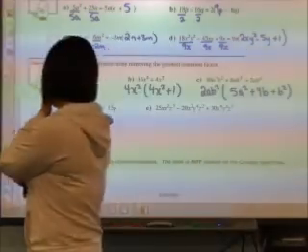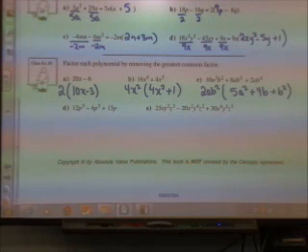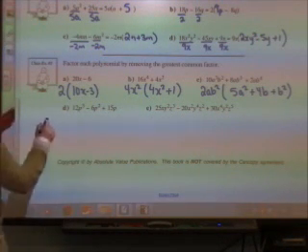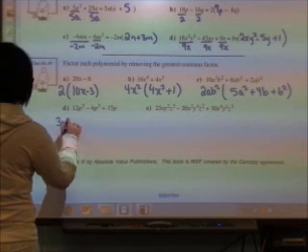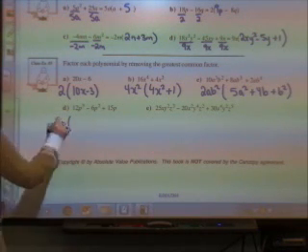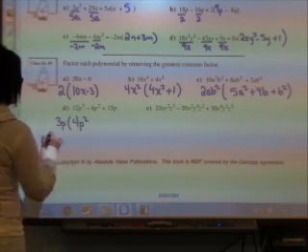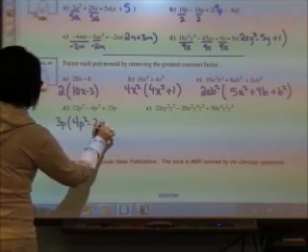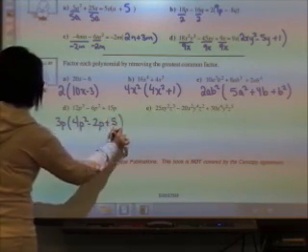Okay, what's my greatest common factor for D? 3p. So what would that leave me with? 4p squared minus 2p plus 5.